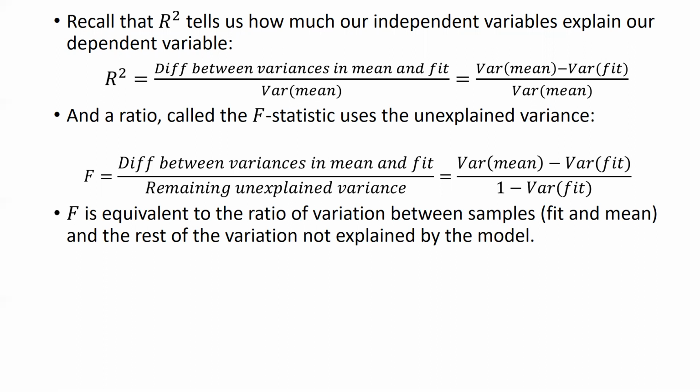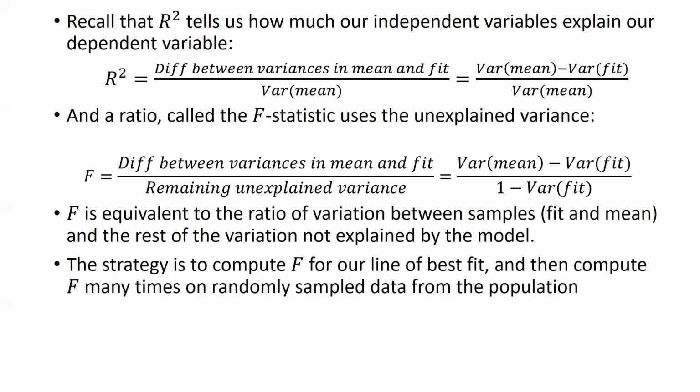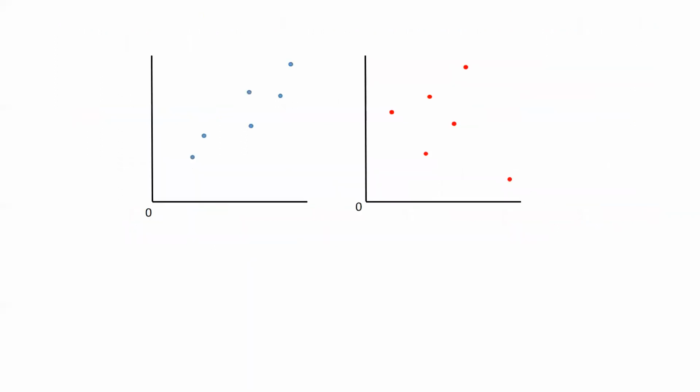So F is equivalent to the ratio of variance between samples and the rest of the variation not explained by that model. And what we're going to do is compute F for our line of best fit, and then compute F in the case of these many thousands of random samples. So let's try and visualize what's going on.